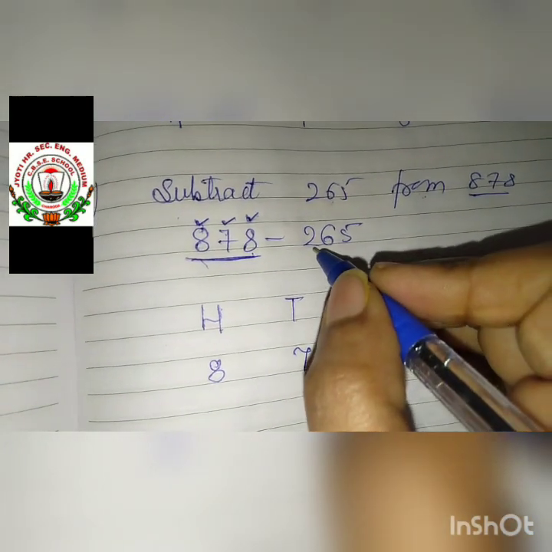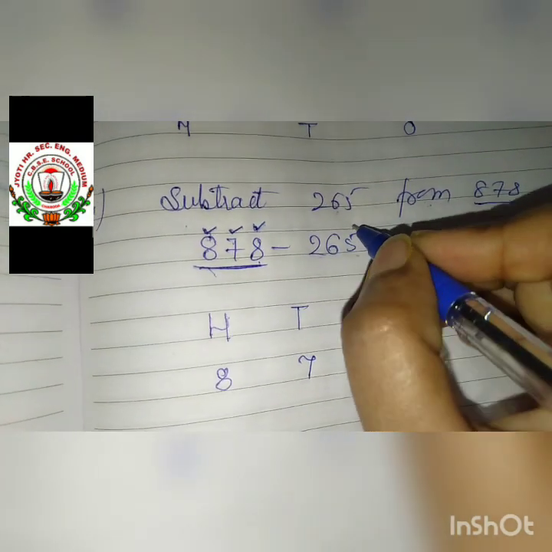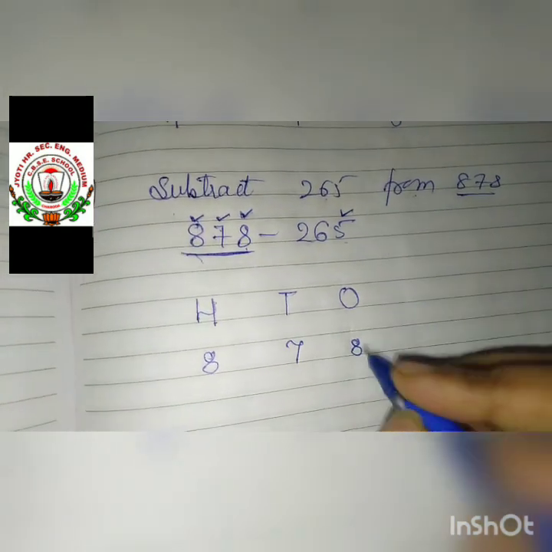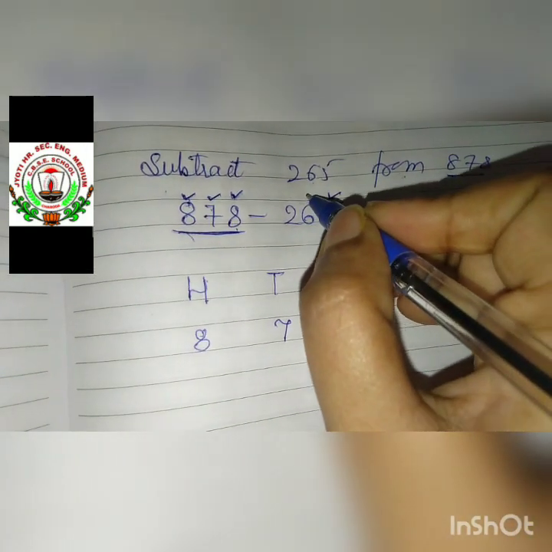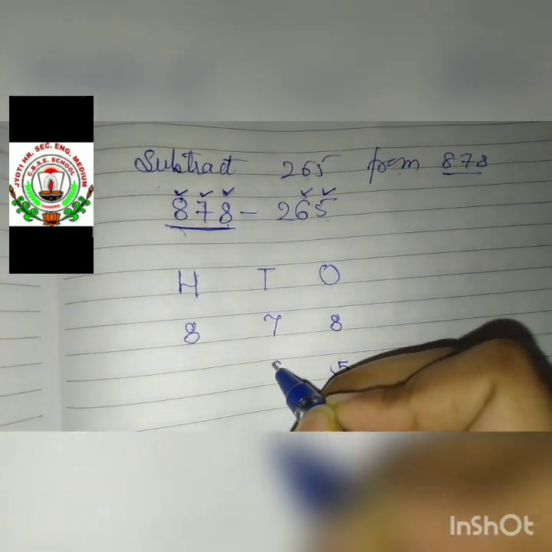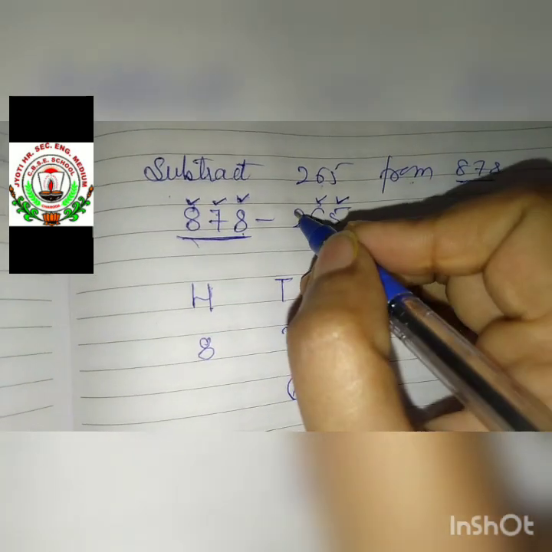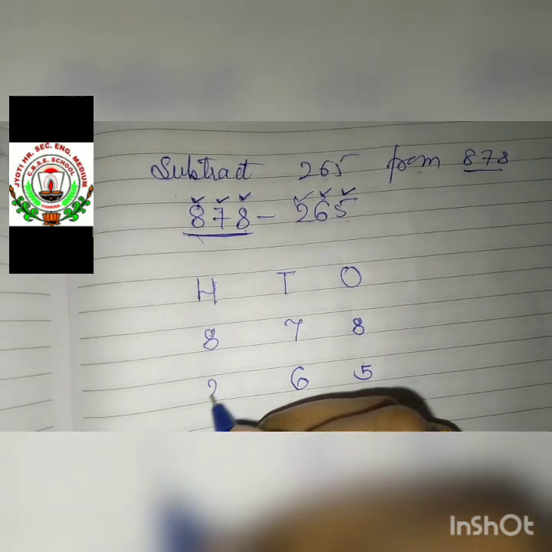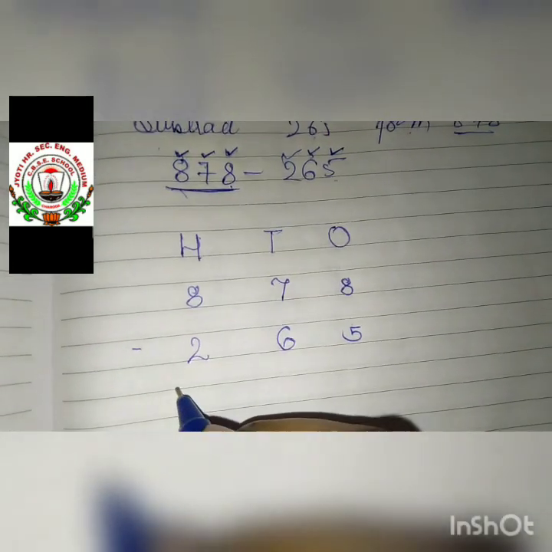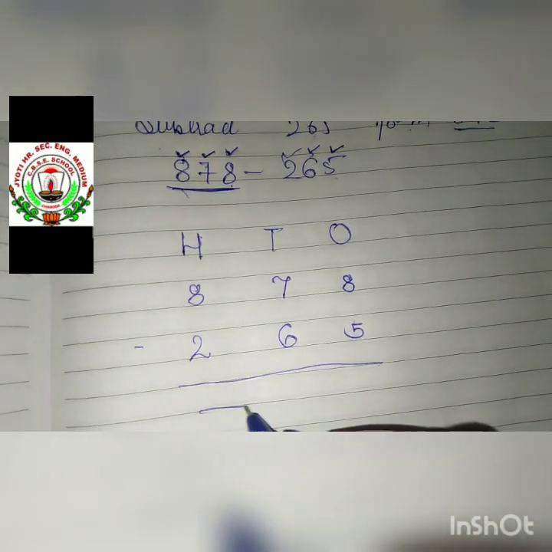In the same way we have to write this number also. Starting from the right side, 5, we will write down under the ones column below 8. Then we have the next number 6, we will write down under the tens column below 7. Then 2, we will write down under the hundreds column below 8. We will put the subtraction sign and let us do the subtraction.